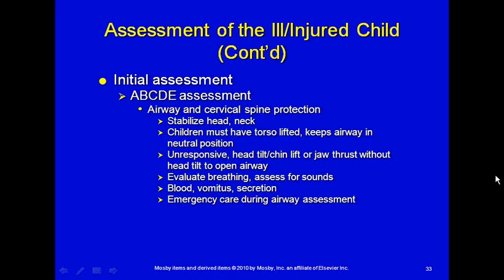If they are unresponsive, you're going to do a head tilt chin lift or a jaw thrust, depending upon the situation. You're going to see if they're breathing by listening to their lungs and watching their chest rise and fall. When you have that airway open, you're going to look inside to see if there's any blood or vomit or secretions. And remember, particularly in younger children, those airways are extremely narrow, and we're going to want to make sure that if they do have any secretions, that we do suction them right away.